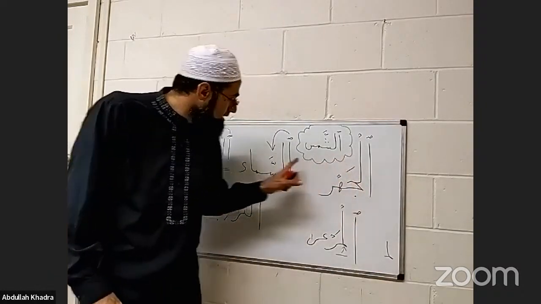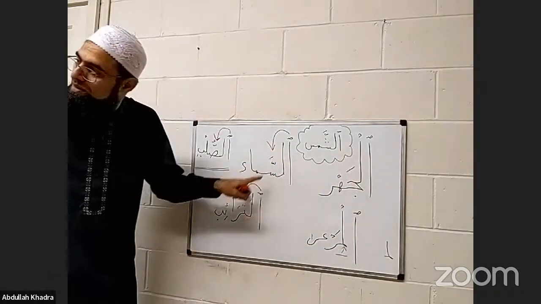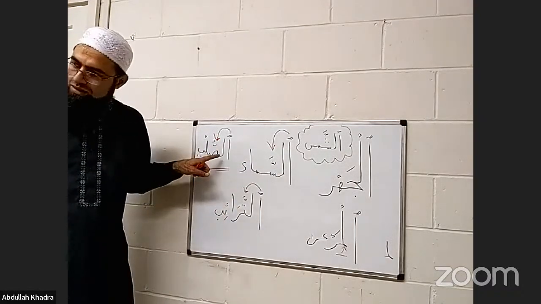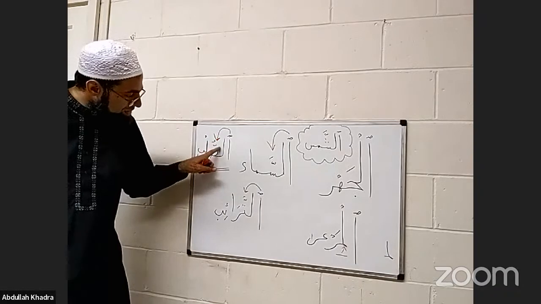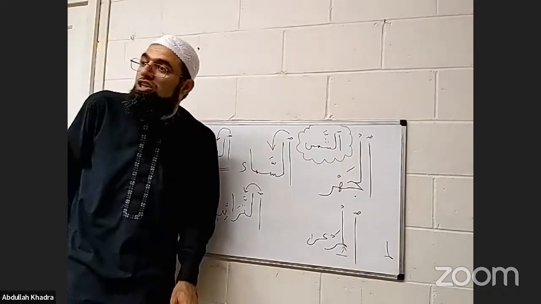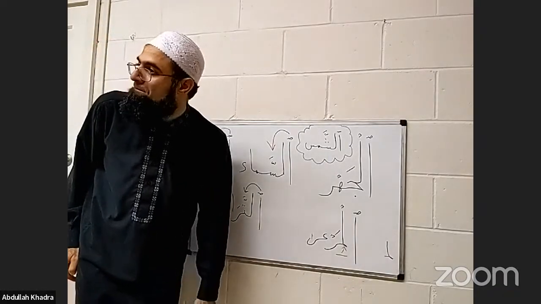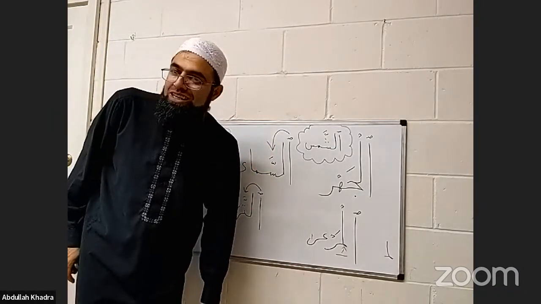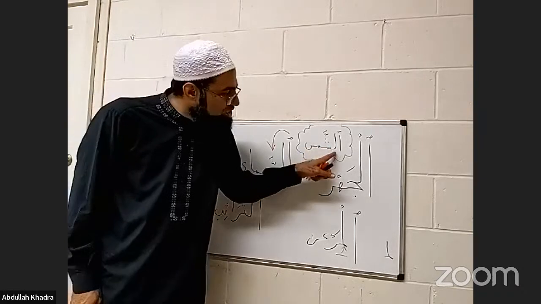So remember that. This lam here, and this lam here, and this lam here, it's called shamsiyyah. What is it called? Shamsiyyah, like solar. Shamsiyyah means solar because it's like the word ash-shams.